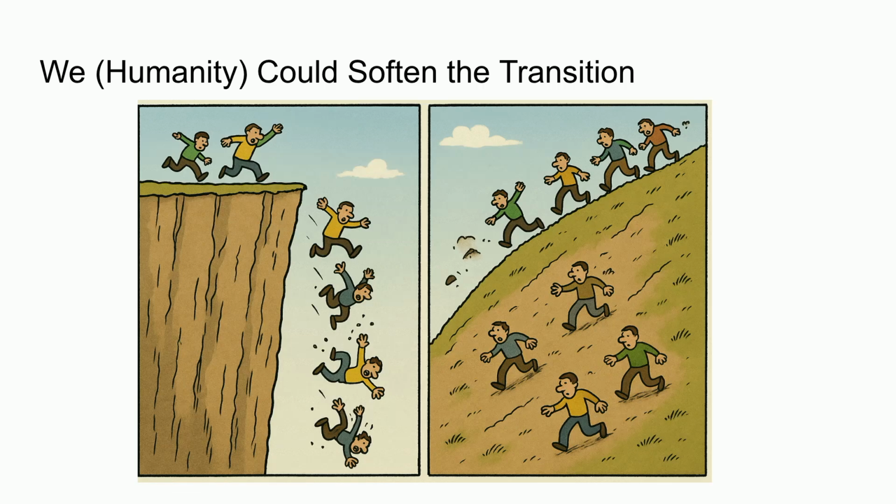We could soften this situation. On the left is kind of what we're heading towards. On the right, some people are still going to roll down the hill. Some people are still going to get squashed. We can't make it just not be a problem.